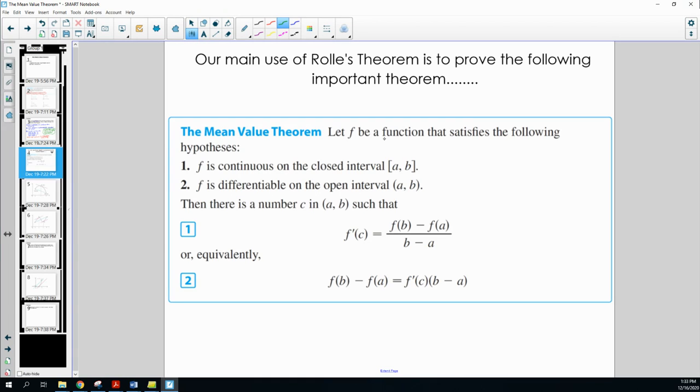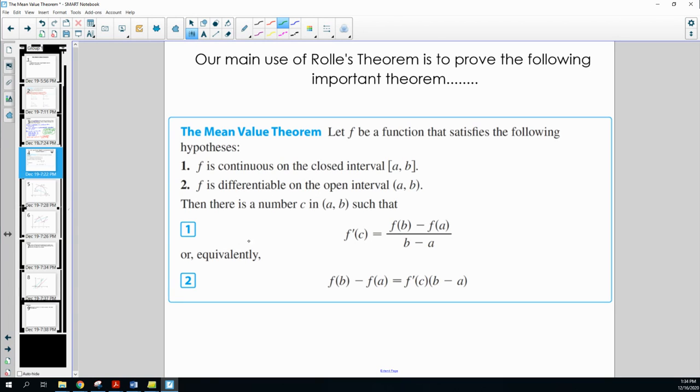They're saying let f be a function that satisfies the following hypotheses. Here there are only two hypotheses. f is continuous on the closed interval, and f is differentiable on the open interval. So it's the same two as Rolle's theorem. Now Rolle's theorem has the endpoints being equal, f of a equals f of b. Here it doesn't matter. We don't need to have the endpoints being the same. However, the main conclusion is that if these two things are true, then there is a number C in the open interval such that this equation holds.